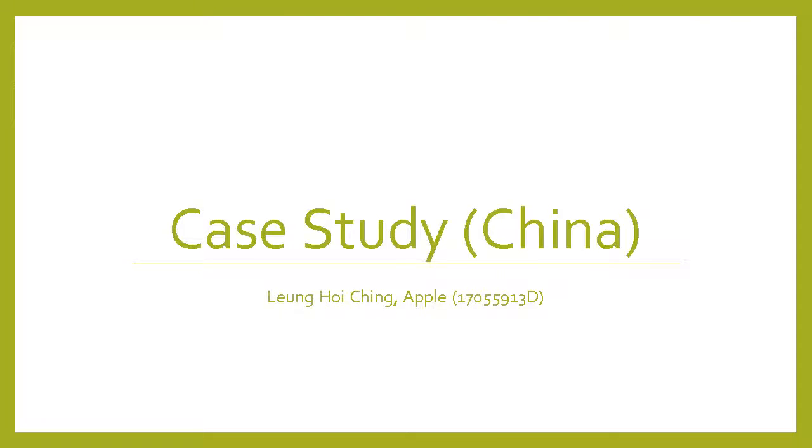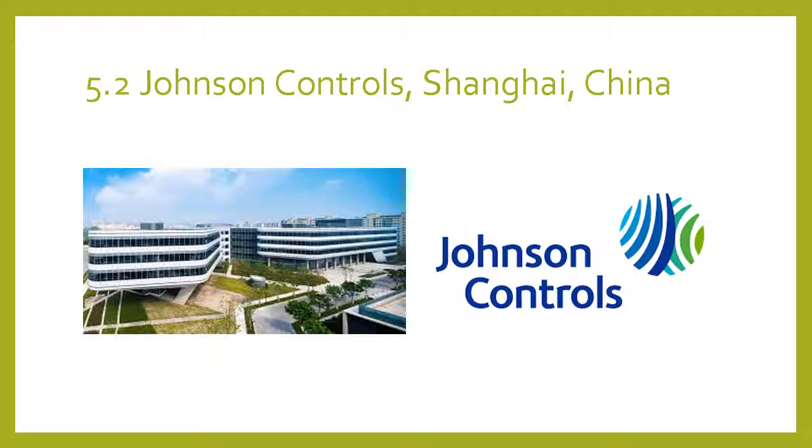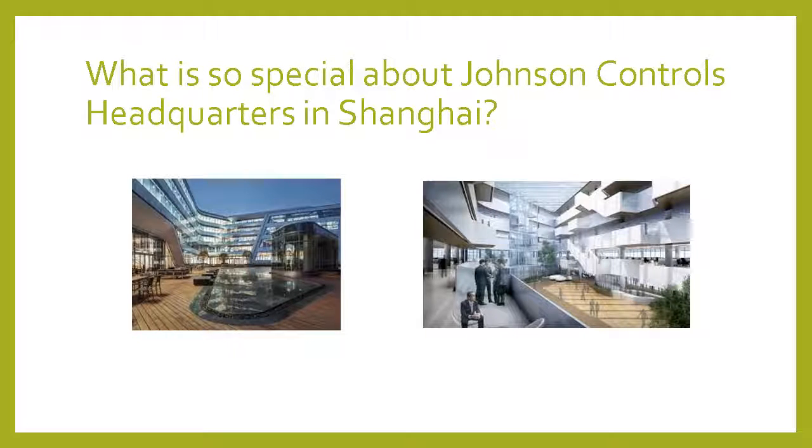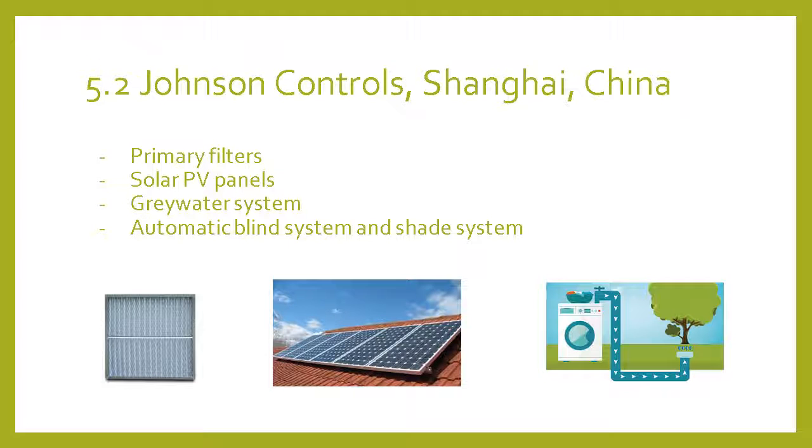I will talk about the case in China about the Johnson Controls headquarters in Shanghai. The building has received 3-star LEED Platinum certification and is also the first office building in China that received IFC Edge certification. So what is so special about this building? It has a primary filters which helps to filter out the PM2.5 concentrations and also to absorb the carbon dioxide.